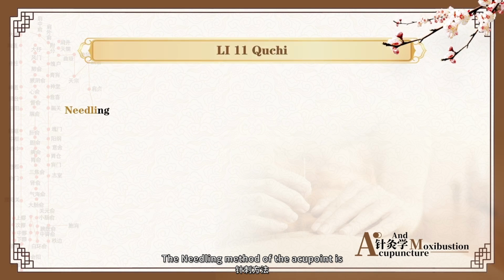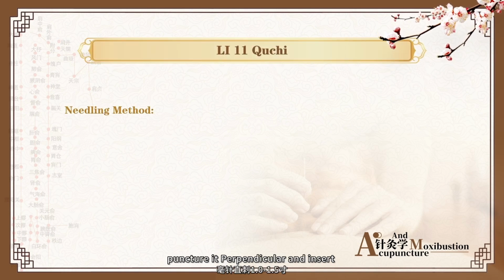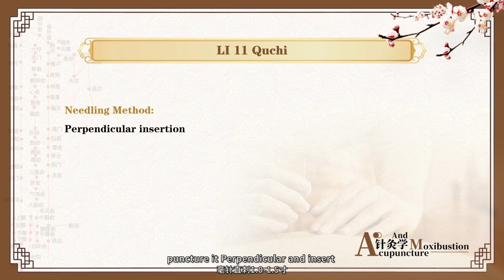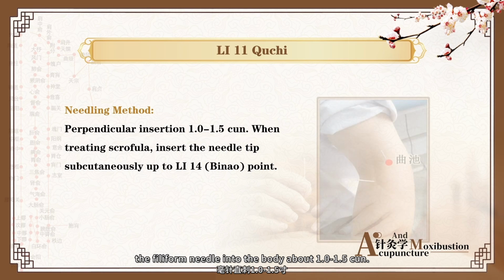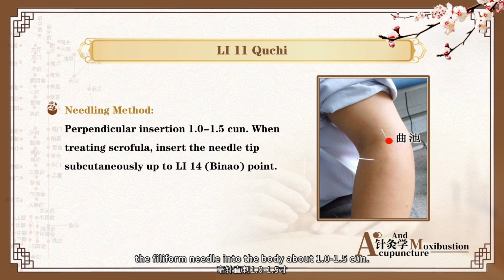The needle method of the acupoint is to puncture it perpendicularly and insert the filiform needle into the acupoint about 1 to 1.5 cun.